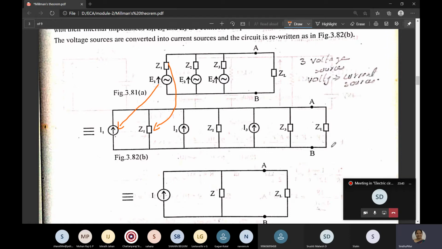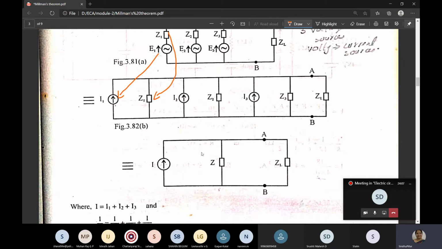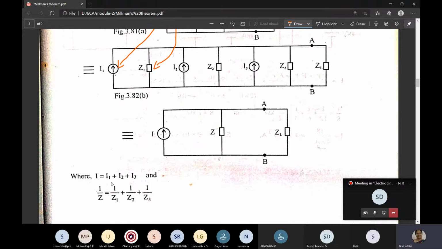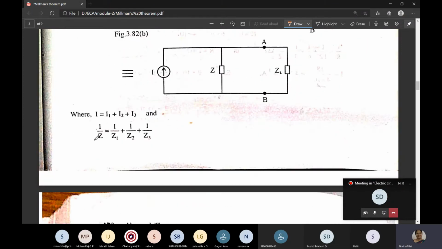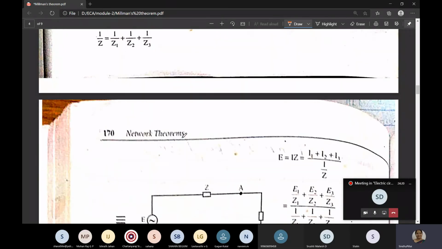All the current sources in parallel can be added and they all are in the same direction. So I1 plus I2 plus I3 can be replaced with one single I. And Z1, Z2, Z3 in parallel, you can write it as 1 by Z1 plus 1 by Z2 plus 1 by Z3. All that is replaced by 1 by Z. All this complete network is replaced by one current source with parallel impedance and the load ZL. So I is equal to I1 plus I2 plus I3 and 1 by Z is equal to 1 by Z1 plus 1 by Z2 plus 1 by Z3. So this is the formula.